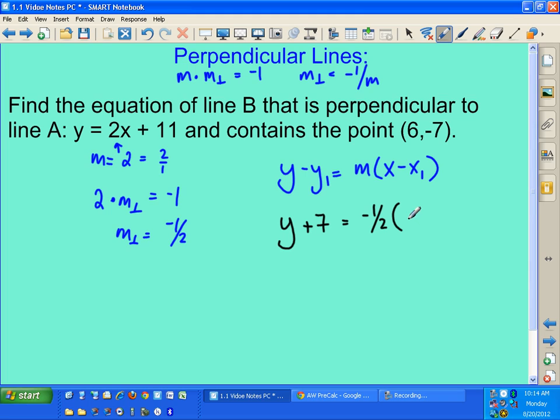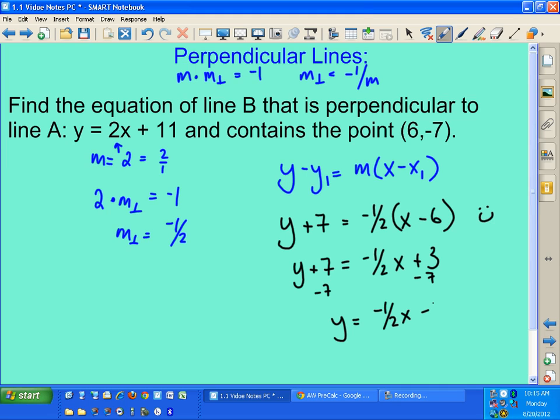So now this is a fine equation. This is a good answer. If you prefer to go to slope-intercept form, we could do that real quick. I'd say y plus 7 equals -1/2 x plus 3 when I distribute the -1/2, and then I need to subtract 7 from both sides, and so y equals -1/2 x minus 4. Also a good answer. So either one of these will be acceptable for the equation of the line.